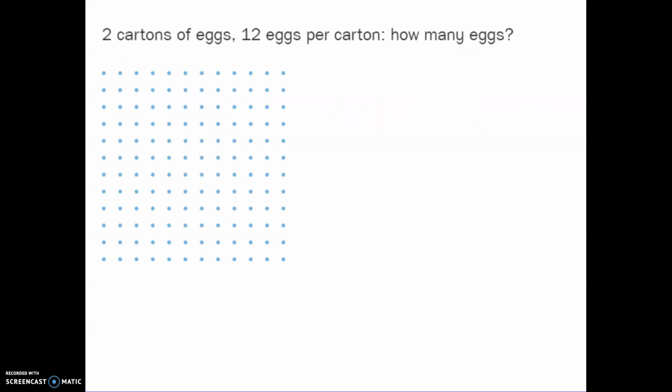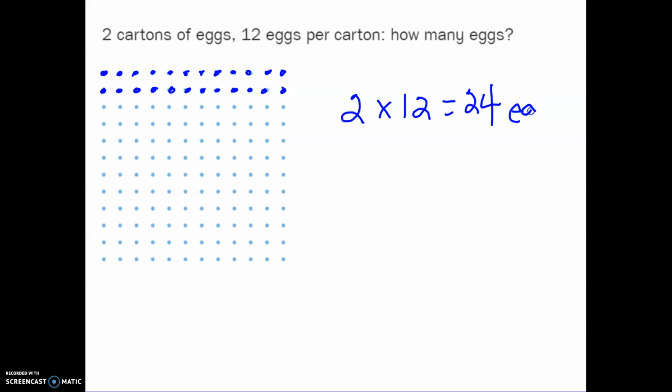Okay, 2 cartons of eggs, 12 eggs per carton. I want to show you another different way, another little trick. Instead of doing X's, all I have to do is trace these, trace the dots. 1 carton, 2 cartons, 12 eggs in each carton. 1, 2, 3, 4, 5, 6, 7, 8, 9, 10, 11, 12. Copy that. 6, 7, 8, 9, 10, 11, 12. Write a number model. 2 times 12 equals, well, 12 plus 12 is 24. How many eggs? 24 eggs. I need my unit, so I need to write that down. 24 eggs.